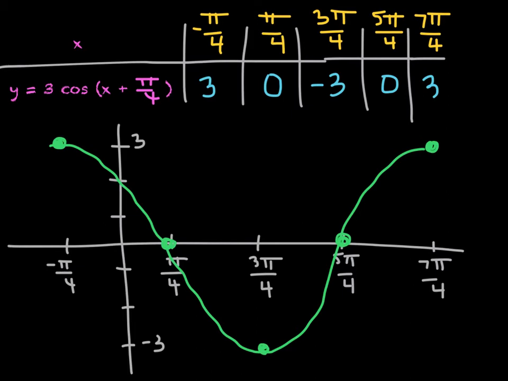Notice that the amplitude is 3 units. That's the height of the graph above the line that's going right through the middle of your graph, which is the x-axis. So the height above the x-axis is 3 units. The height below the x-axis is 3 units.